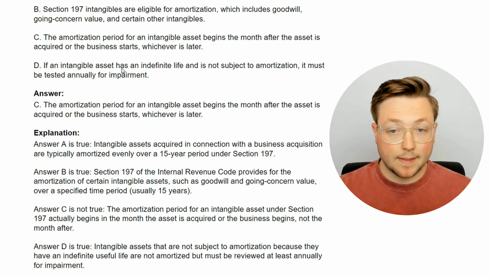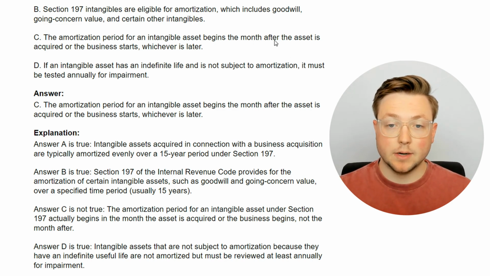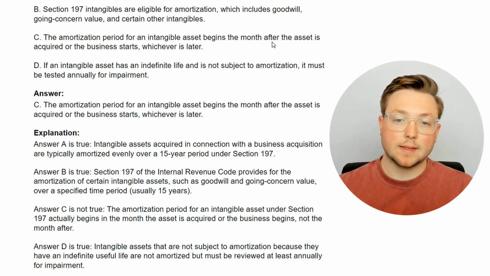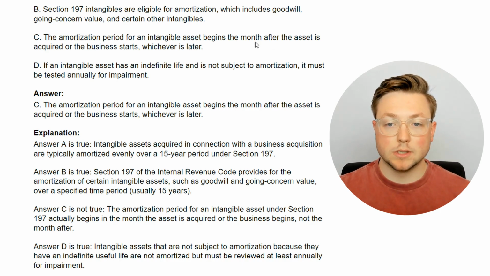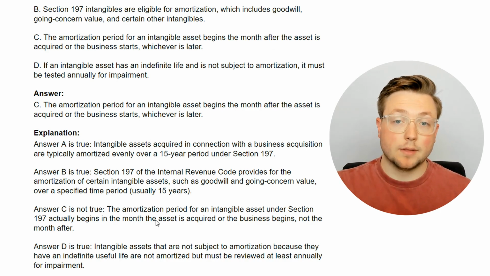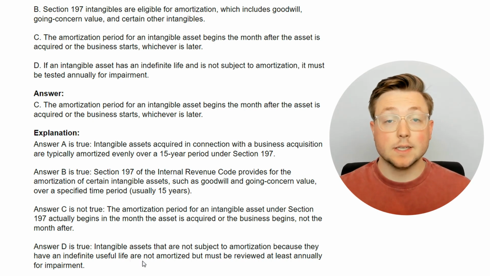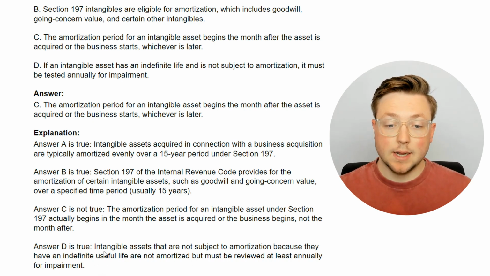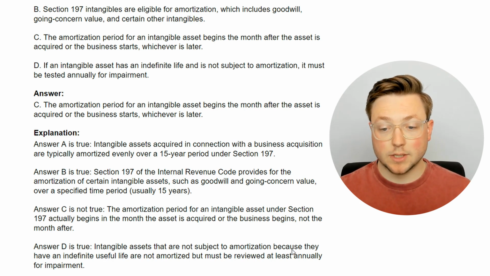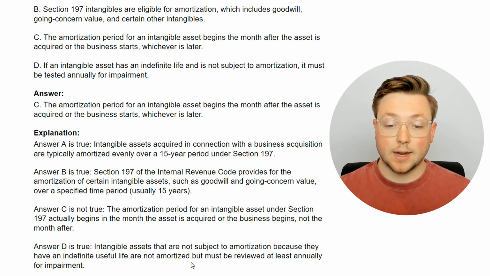So that was what I was pointing out there: we hadn't specifically looked at that yet, but it starts in the month that it was acquired or the month that the business began, whichever was the latest one. And then this is true. So this is another thing we could learn. Intangible assets that are not subject to amortization because they have an indefinite useful life are not amortized, but must be reviewed at least annually for impairment.